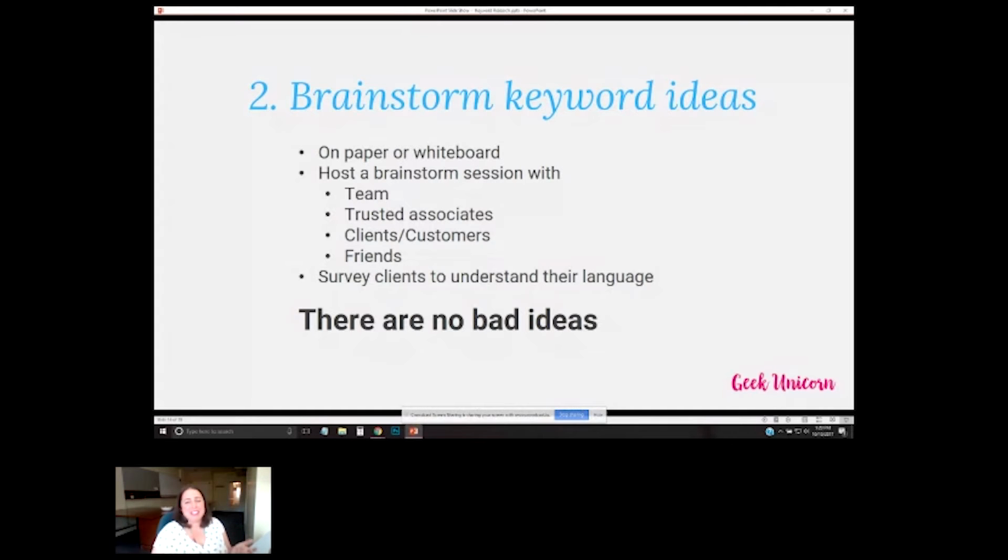When you're brainstorming keywords, when you're getting keyword ideas, there are no bad ideas. It's just about spitballing some things.